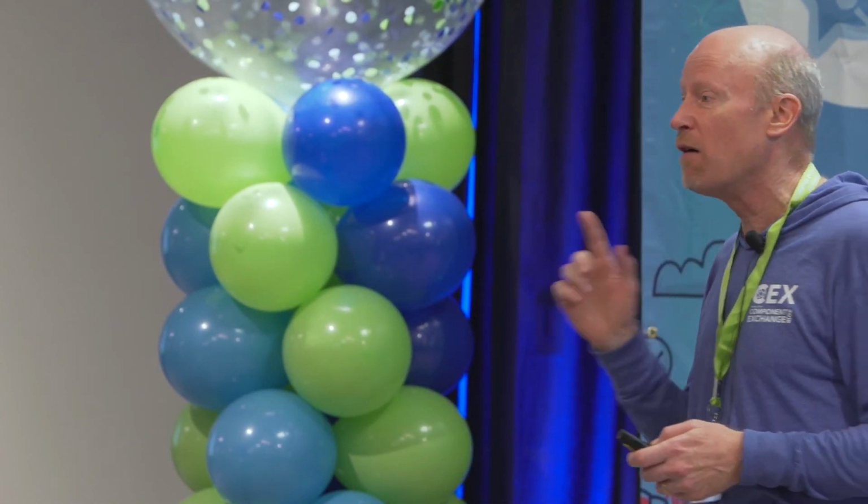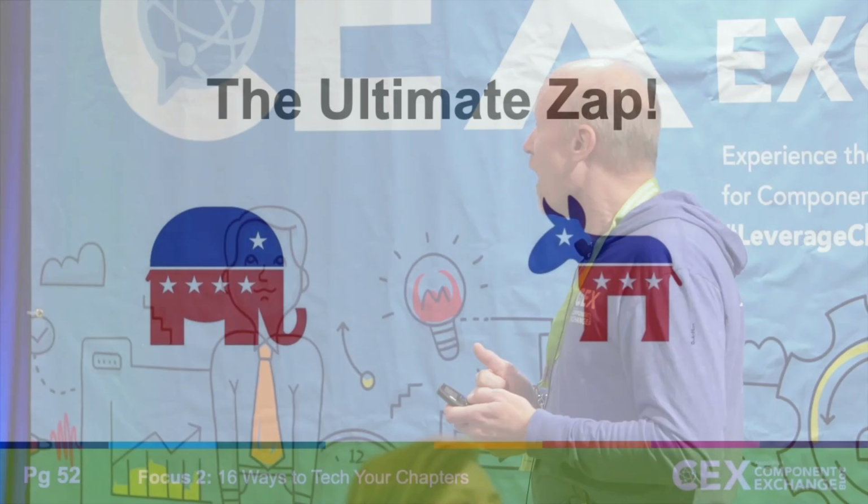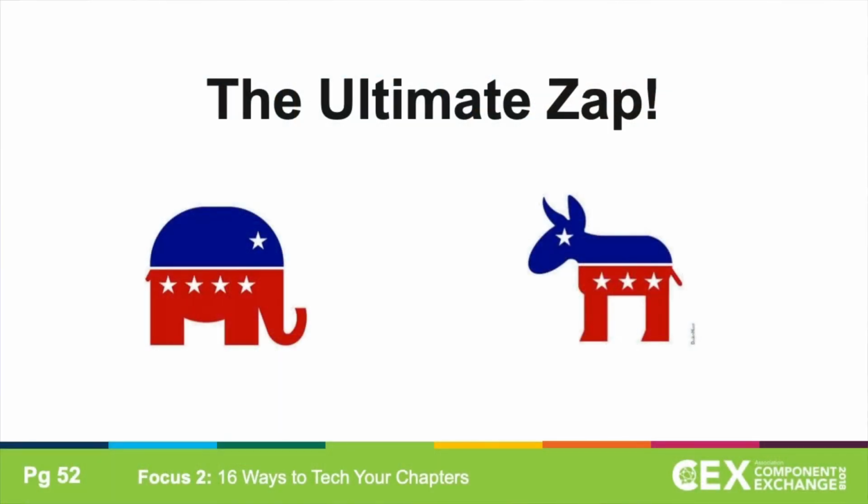So I'm really looking for the ultimate Zap. And what might the ultimate Zap be? Well, it's not free. It does cost some money. You can get it for about $20 a month, and it goes up from there depending on how much you use. But the ultimate Zap is really going to tie something together we all want to see tied together, right? What could that be? It could look something like that, the ultimate Zap. Thank you.